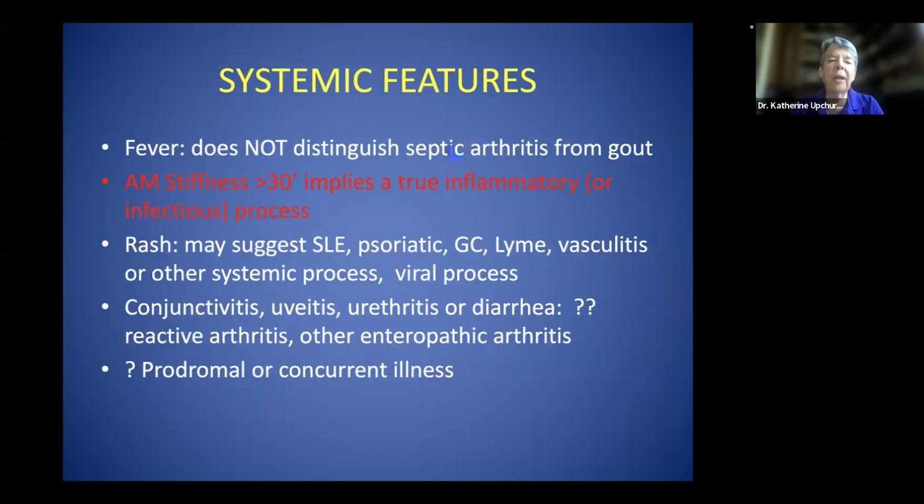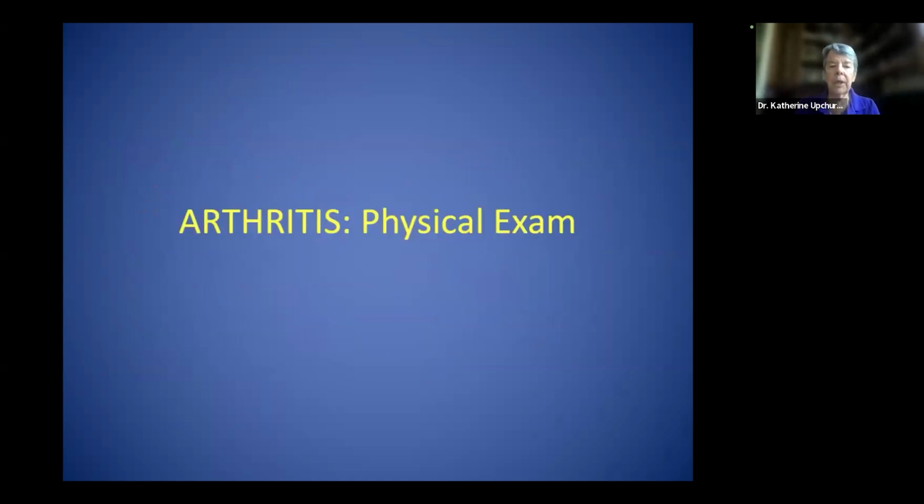So I also want you to really think about systemic features, and these are just some others that you can review later on. Now, morning stiffness is a really important question to ask. It implies, if you have it for more than 30 minutes, that there's a true inflammatory process or even infectious. But it's the hallmark of, say, rheumatoid arthritis is morning stiffness. And we've talked about some of these other things: rash, conjunctivitis, urethritis, associated symptoms and findings that might be helpful as far as clues. I want to talk to you a little bit about the physical exam.